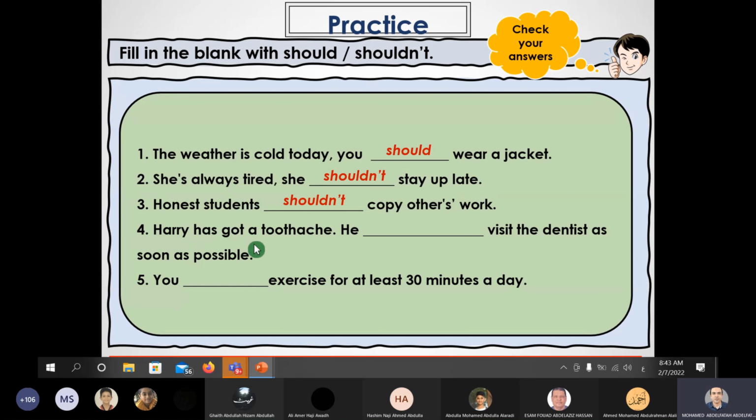Number 4, Harry has got a toothache. He should visit the dentist as soon as possible. Should. Yeah, should.